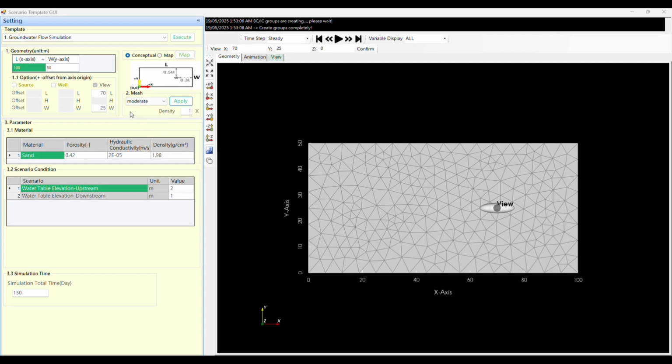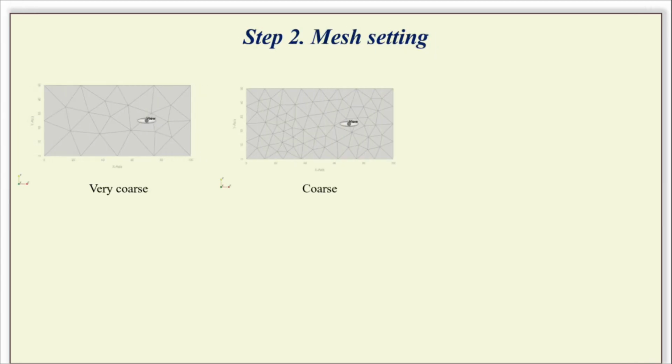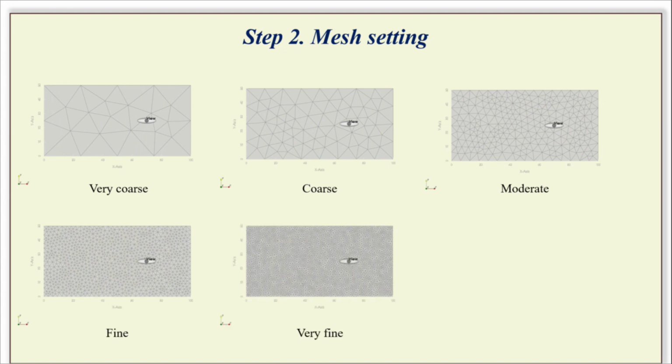Followed by the mesh setup. Go to the mesh settings. The mesh refers to the grid of cells used to divide the model area for numerical simulation. It is foundational to how the software calculates groundwater flow and other processes across space. We can select from several mesh density options: very coarse, coarse, moderate, fine, very fine, or custom.